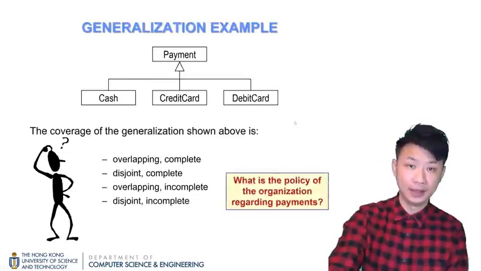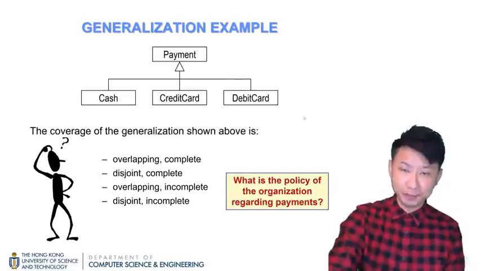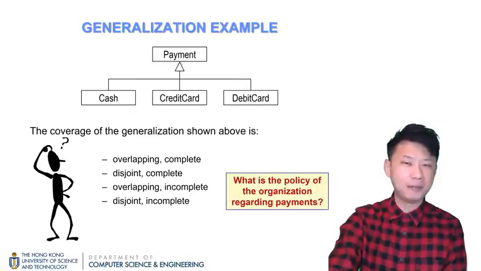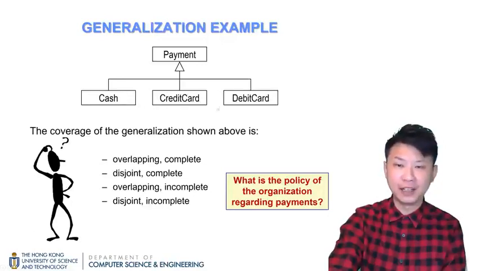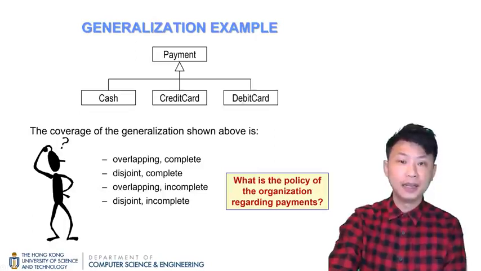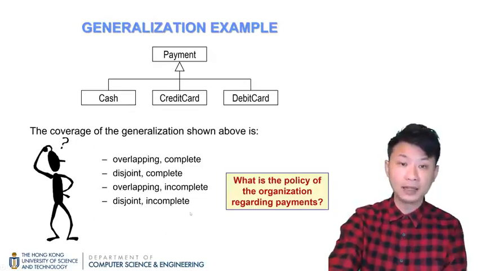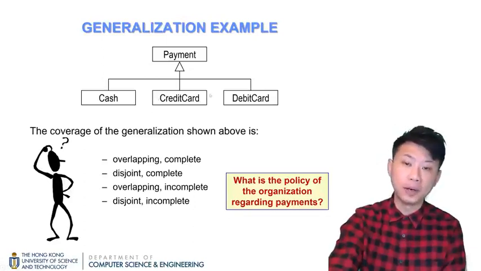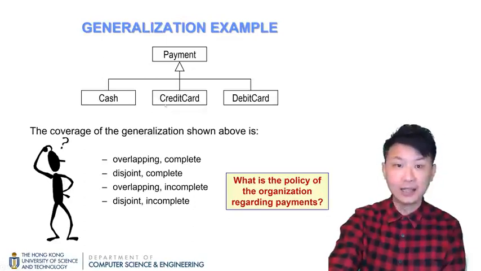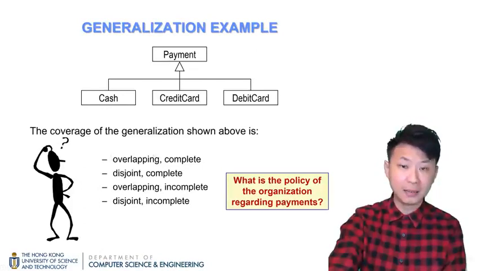Now let's study another example. Let's say we are trying to pay tuition fee within a university, and there are different types of methods: cash, credit card, or debit card. Then for payment, is it going to be overlapping complete, disjoint complete, overlapping incomplete, or disjoint incomplete? I will say it's going to be overlapping because you can pay part of your tuition fee using cash and then another part of your tuition fee using credit card. It's possible. So I will say it's going to be overlapping.